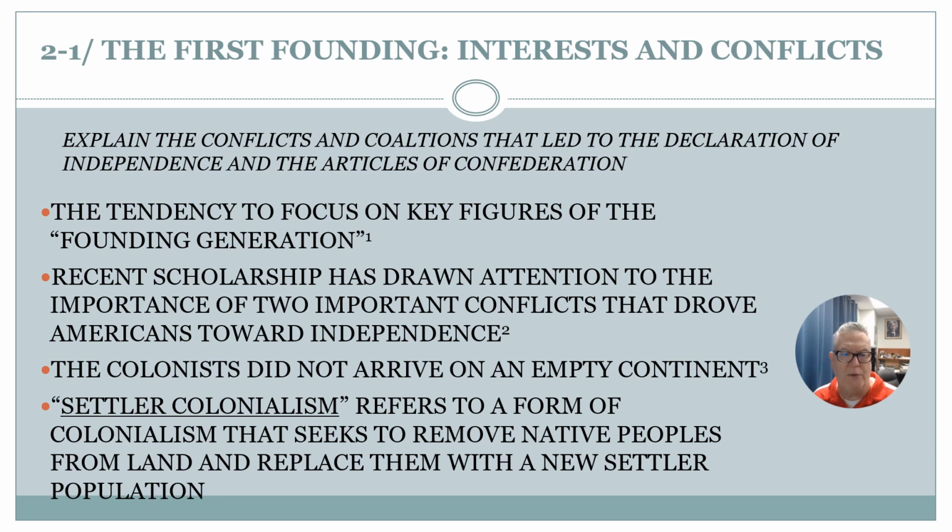A lot of recent scholarship has drawn attention to two important conflicts that drove Americans toward independence. First and foremost, the colonists didn't arrive on an empty continent. The text discusses this idea of settler colonialism, which refers to a form of colonialism that involves removing native peoples from land and replacing them with a new settler population. Something similar had actually happened in Northern Ireland, where they took Scottish Protestants and put them in Northern Ireland as a way of displacing the Irish Catholics who were problematic to the English.